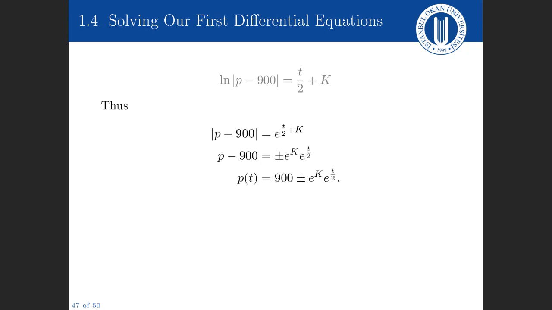We can rearrange this to solve for p. First, we take the exponential of both sides to get rid of the natural logarithm. And on the right-hand side, we then have e to the power t over 2 plus k. Next, I want to get rid of the absolute value signs, and we can do this by adding a plus or minus here. I have p minus 900 is plus or minus e to the power k, e to the power t over 2. Take the 900 to the right, p must be 900 plus or minus e to the power k, e to the power t over 2.